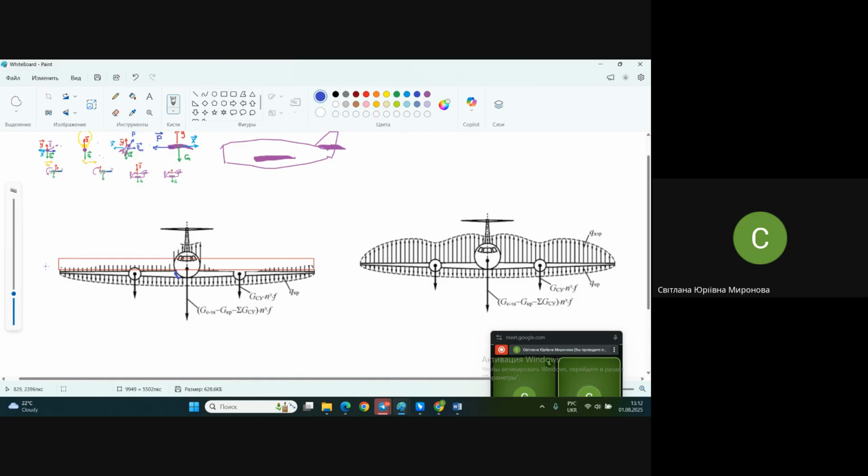Pay attention that here is, for instance, some force and an arm to this force. Here is even the same force, but another arm to the plate.